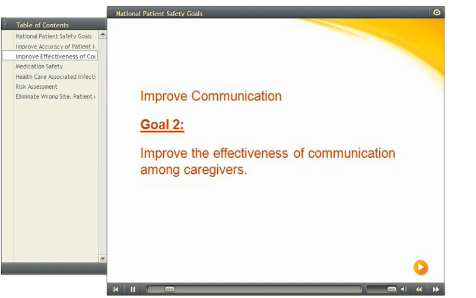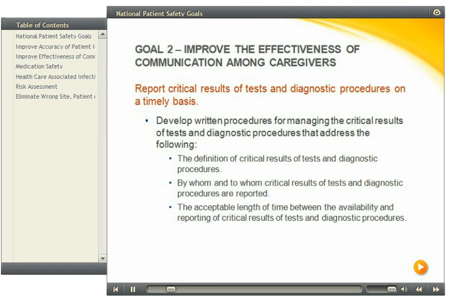Improve communication. Goal 2. Improve the effectiveness of communication among caregivers. Report critical results of tests and diagnostic procedures on a timely basis.